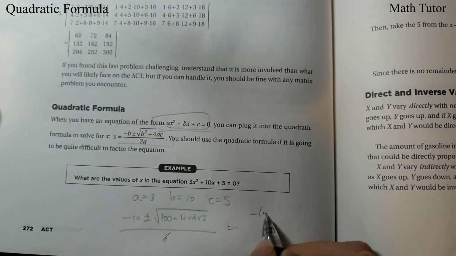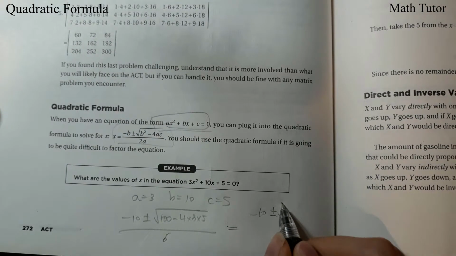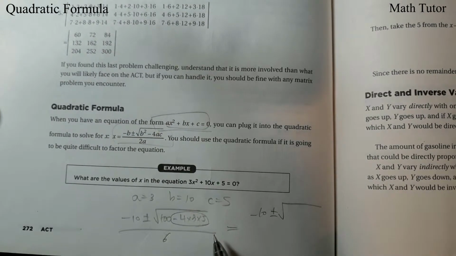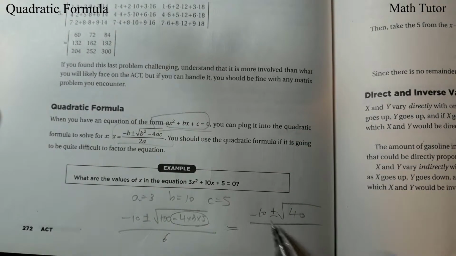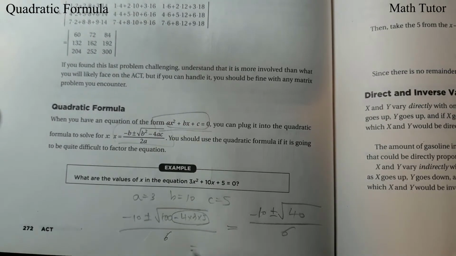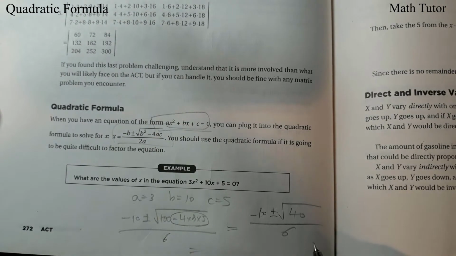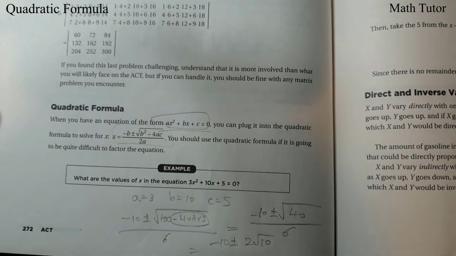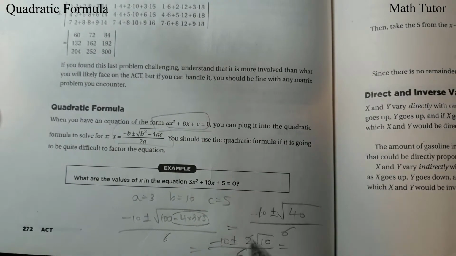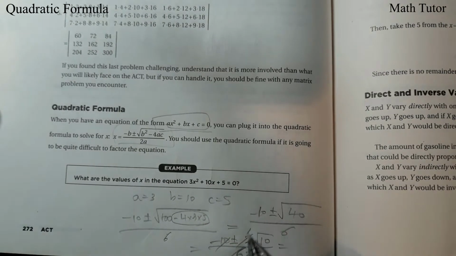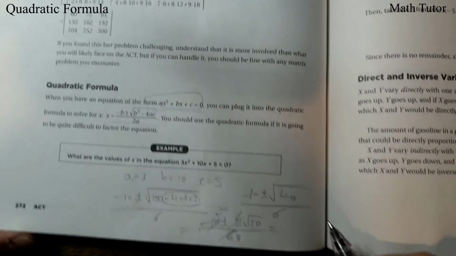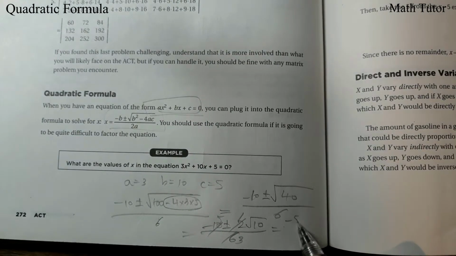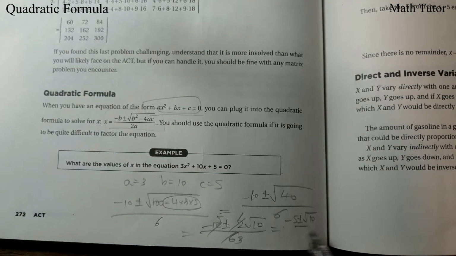Then this would equal plus and minus, right here, this is 60, so it would be 40. And the square root of 40 can be simplified as 2 square root of 10 over 6, and this can be simplified again. So it would be negative 5 plus and minus square root of 10 over 3.